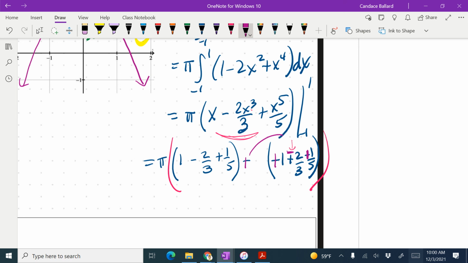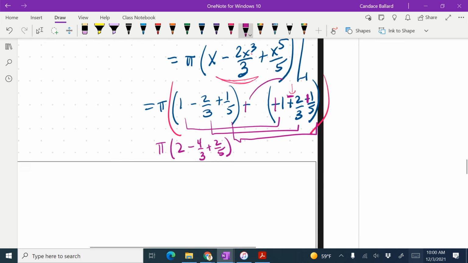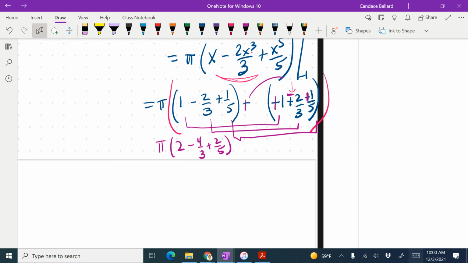All right, and I'm going to use my little trick that I used before. Okay, I've done this a couple times with you guys. We're going to have 1 plus 1 is 2. Negative 2/3 and negative 2/3 is negative 4/3. And 1/5 and 1/5 would be 2/5. Which is better than trying to get them all to a common denominator right away. Because sometimes we have some things reduced. Didn't happen so nicely this time, but it happens sometimes.